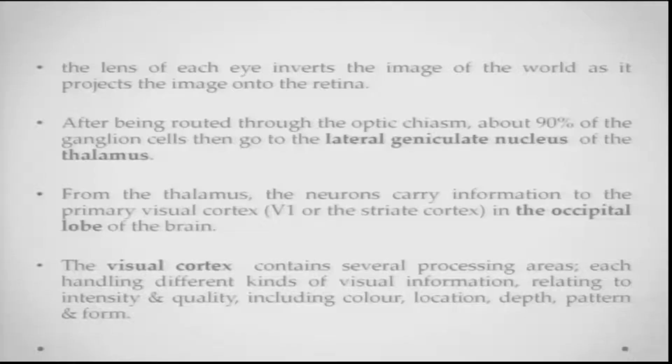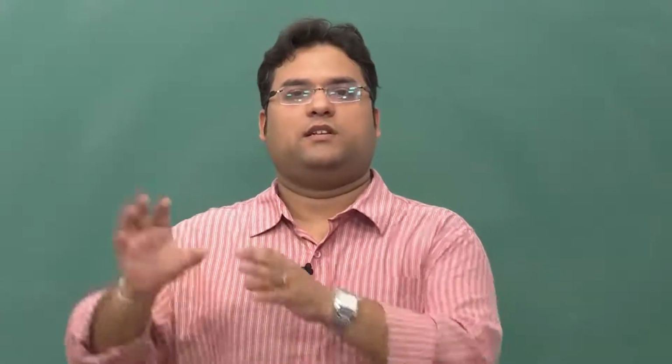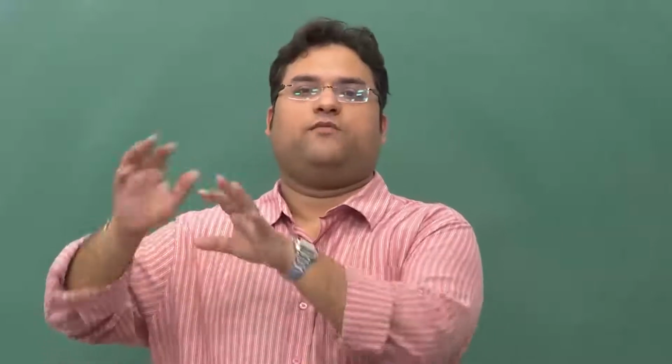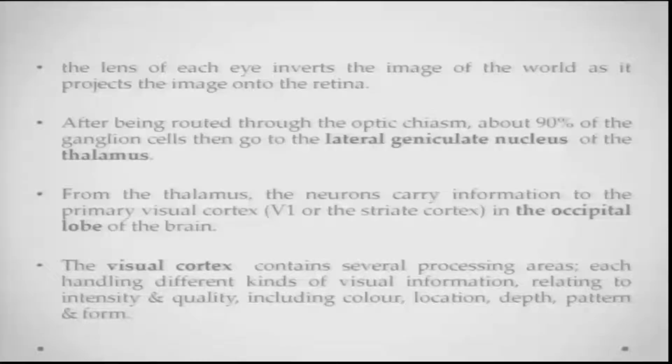From the thalamus, the neurons carry information to the primary visual cortex, which is the first area in the occipital cortex that receives this information. The primary visual cortex in the occipital lobe of the brain is where the detailed processing of information coming from the retina starts to happen. This visual cortex, or occipital lobe, contains several processing areas. Each of these areas carries out different kinds of analysis on the incoming visual information.